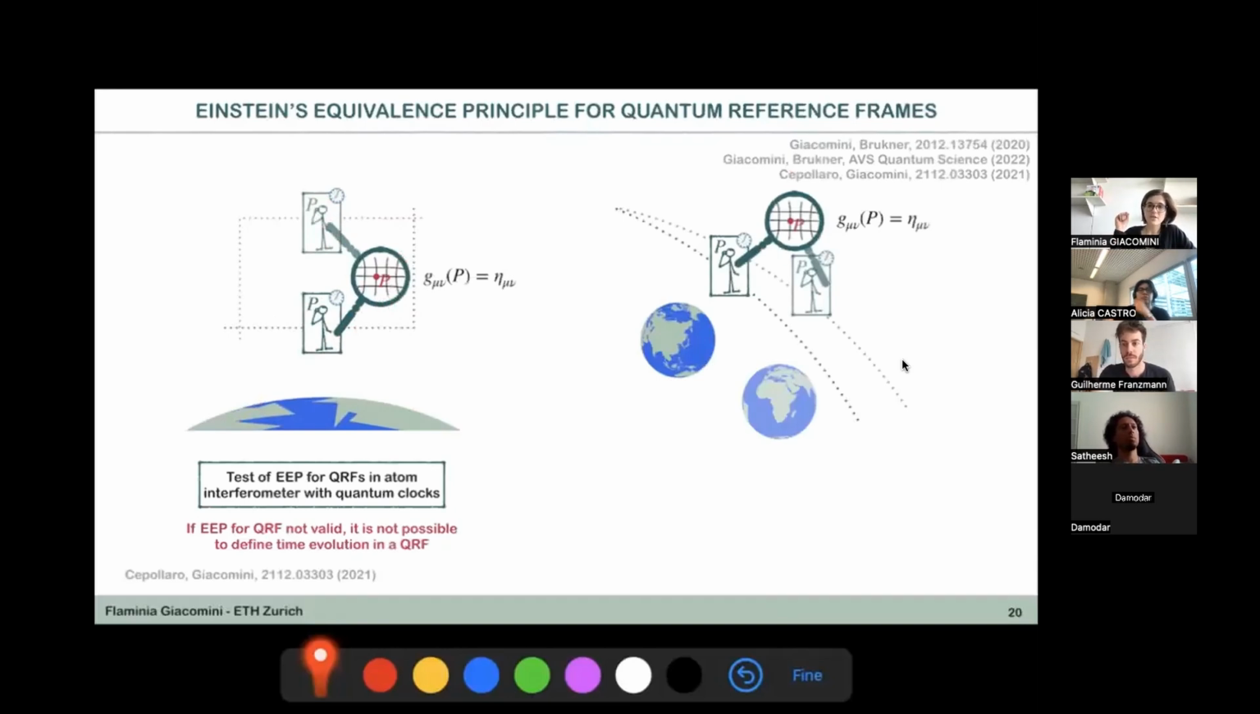And if you use this formulation that I showed you one slide ago, this is done in this paper, then you show that if this Einstein equivalence principle for quantum reference frames is not valid, it doesn't even make sense to define time evolution in a quantum reference frame of these clocks. So there are very heavy consequences if this is violated. Because, referring to the Page and Wootters formulation that I told you about yesterday, you do not even get to defining a history state for the Page and Wootters.